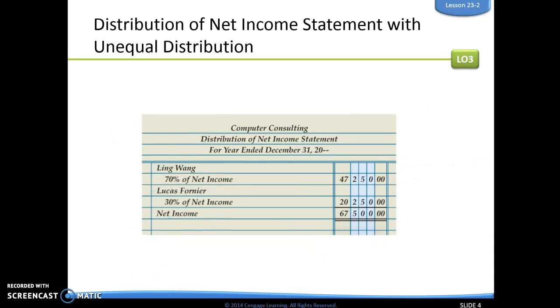Okay, this is showing us the distribution of net income statement with unequal distribution. So we still have our heading, we still have our two different partners. However, notice that Ling Wang has 70% of the net income, so $47,250, and then Lucas only has 30% of the net income, so that's $20,250. Both of those added together will equal our total net income.